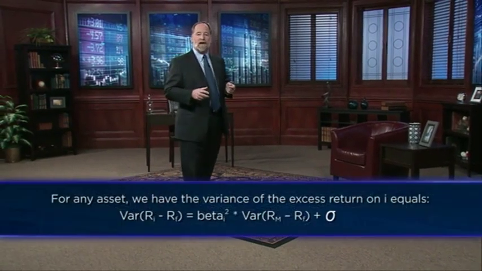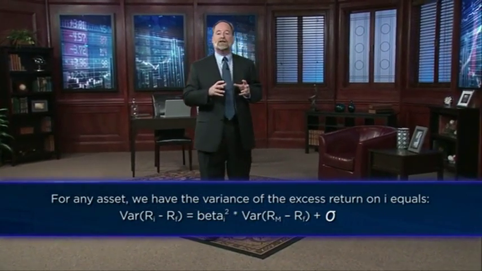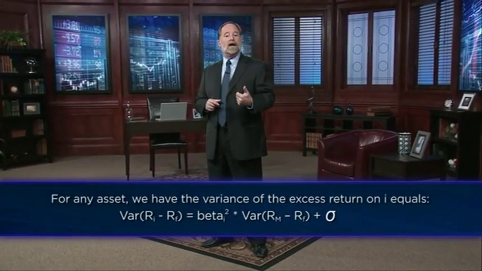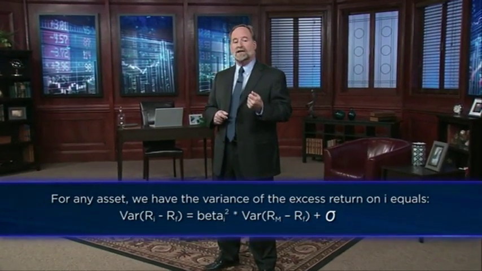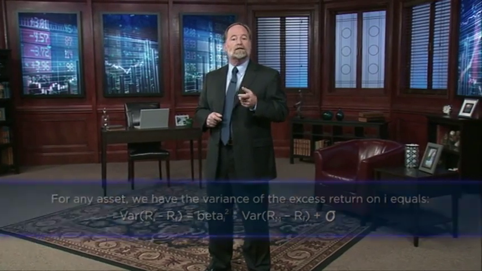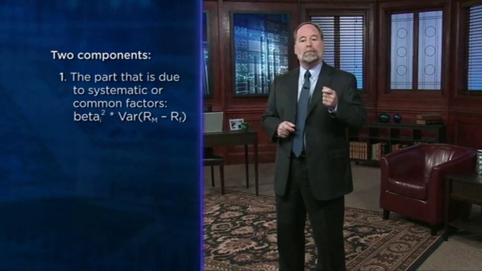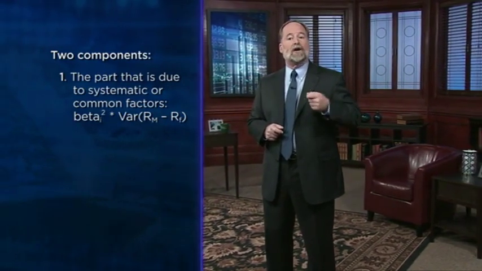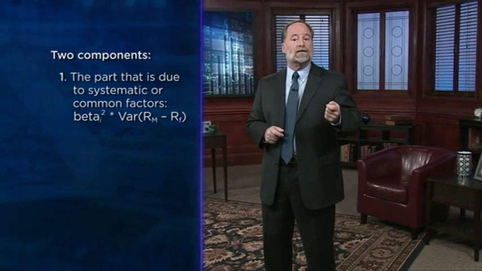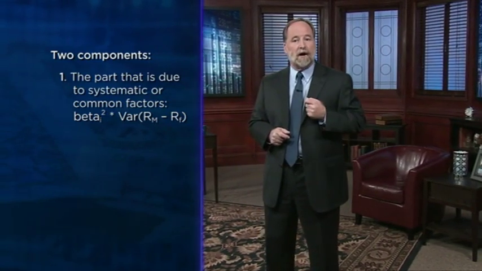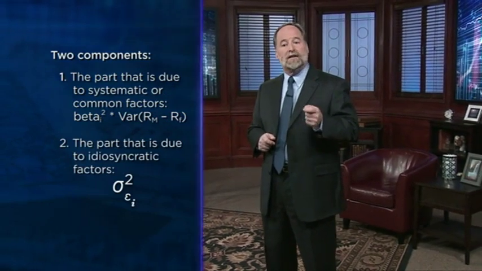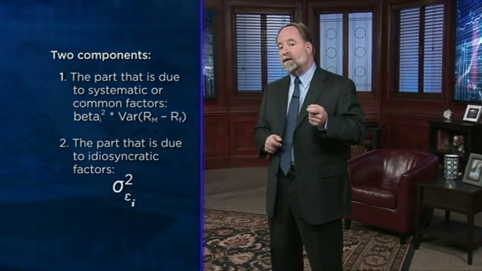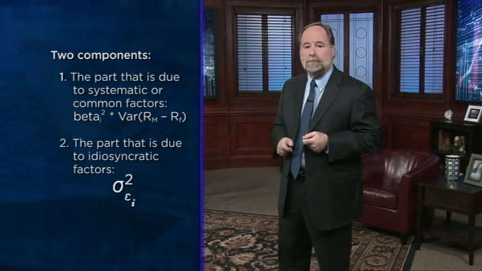Then for any asset i, we have the variance of the excess return is equal to beta i squared times the variance of the return on the market plus sigma epsilon sub i squared. Thus, from the regression output, you can decompose the variance into two components. The part that is due to systematic or common factors, that's the beta i squared times the variance of the return on the market. The second part is due to the idiosyncratic factors, that's the sigma epsilon sub i squared that you get as MSE off the regression output.